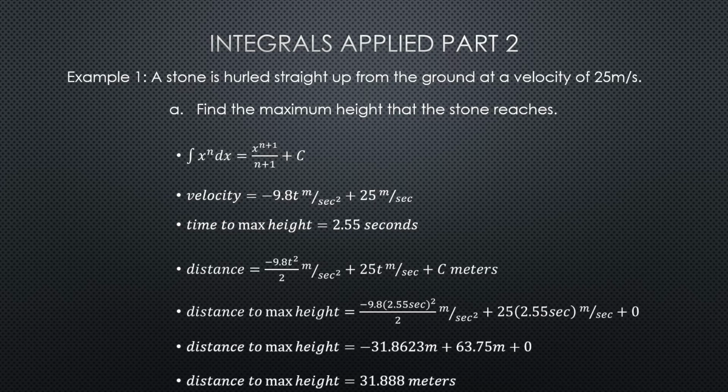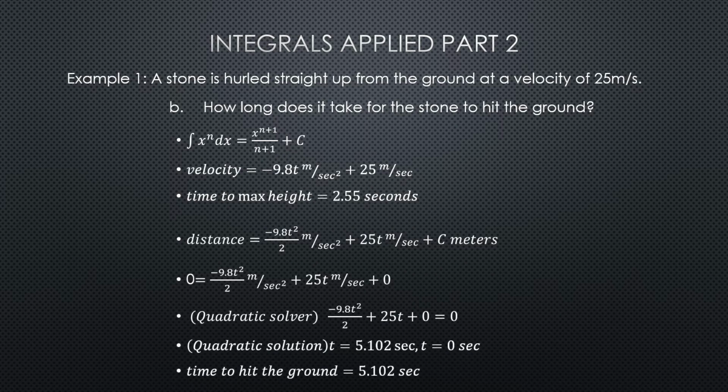So that gives you your second squared, and the second squared will cancel, leaving just meters in that first term. Same with the second term, where you've got 25 times 2.55 seconds meters per second. Now you see the seconds in that term also cancel, leaving just meters, giving us a total distance or max height of minus 31.8623 meters plus 63.75 meters, which gives us the final answer of 31.88 meters.